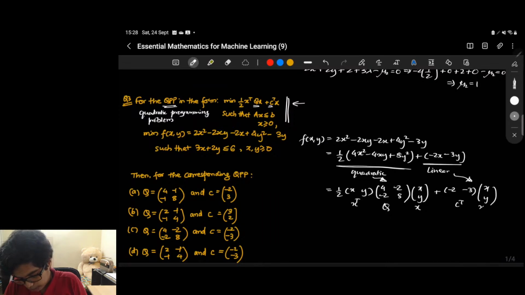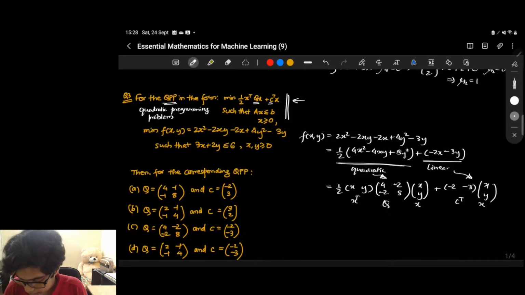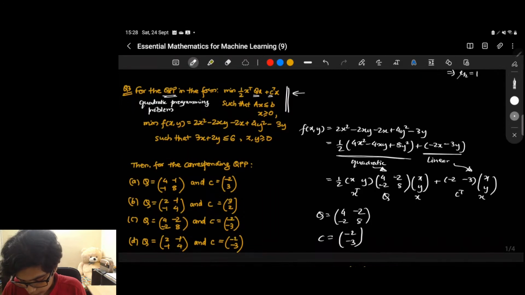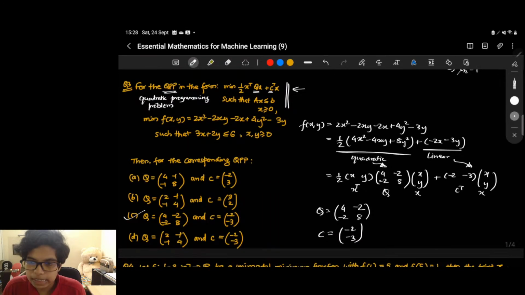and this is c transpose and x. So from this you can clearly see that Q is nothing but [4, -2; -2, 8], and c transpose is this. So that means c is what? c is the column vector [-2, -3]. So the correct option is option C.